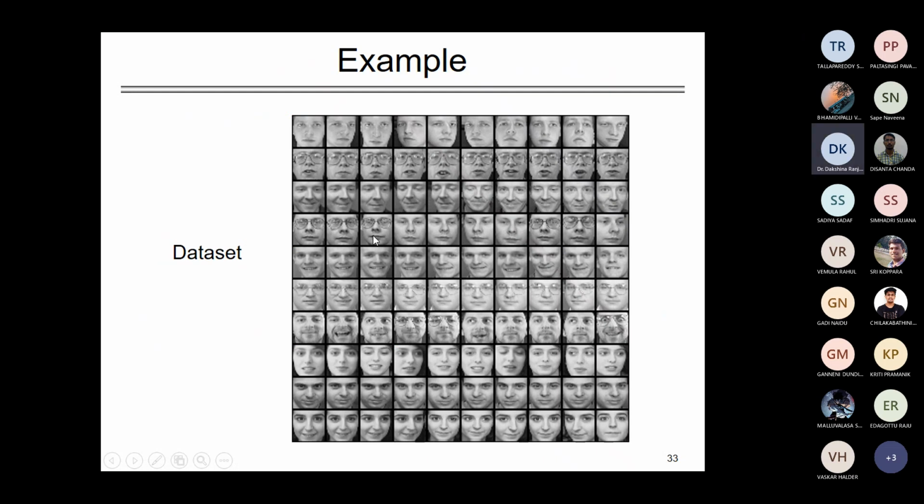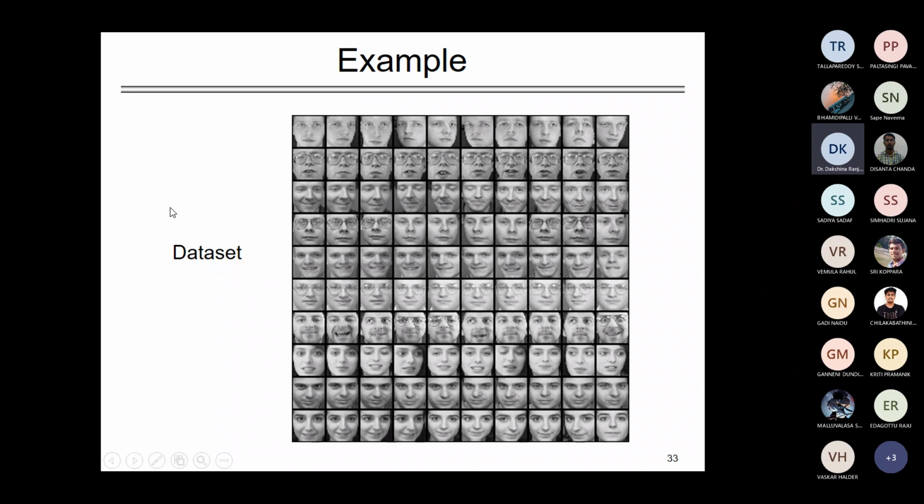So here is the data set. For each face image, you will get a two-dimensional matrix. So we will have the arrangement of these two-dimensional matrices. Here you can say that there are 10 samples for each class.